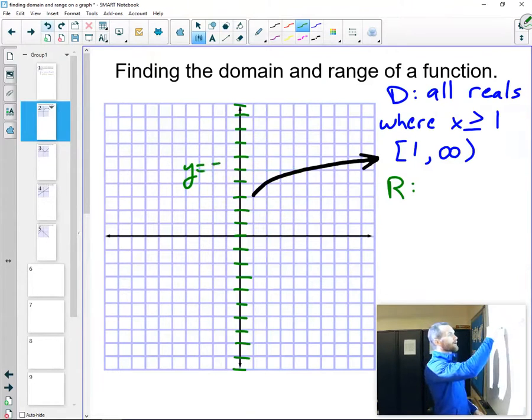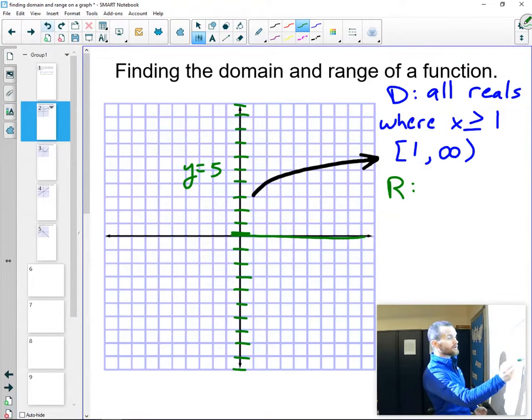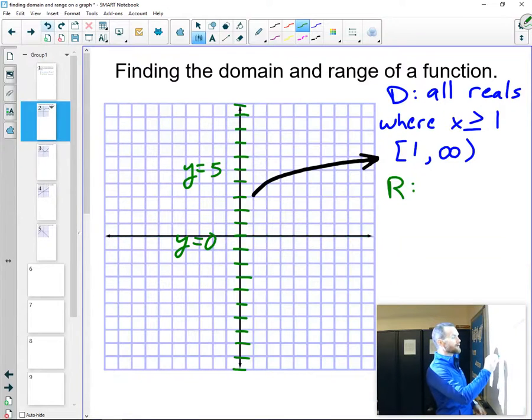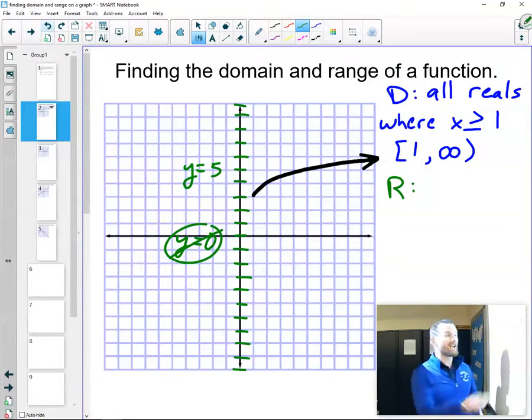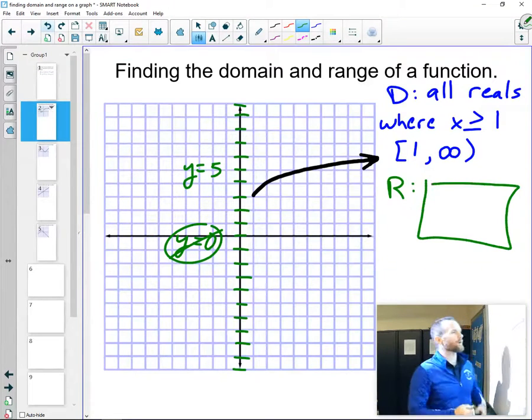One that doesn't work would be y equals 0. This one right there. Because no matter how far left or right we go from y equals 0, it's never going to hit the function. So y equals 0 is not part of the range. Now it's time to actually describe all the range values.